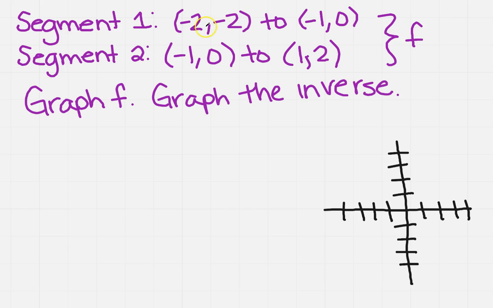So my first point is minus 2, minus 2. So I go to the left 2, and then I go down 2. And then my next one is minus 1, and I don't go anywhere. So it's right there. So I'm going to draw a line.